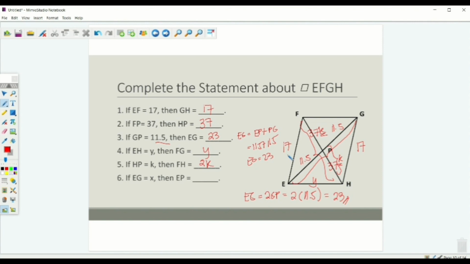And lastly, we have number 6. If EG is X. So here to here, that is X. So what is the measure of EP? So take note that EP here is half of GE. So therefore, EP is simply X all over 2.